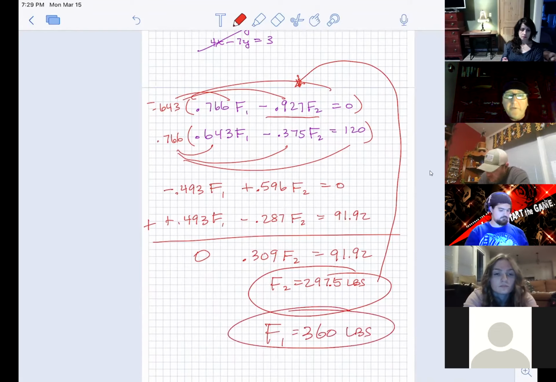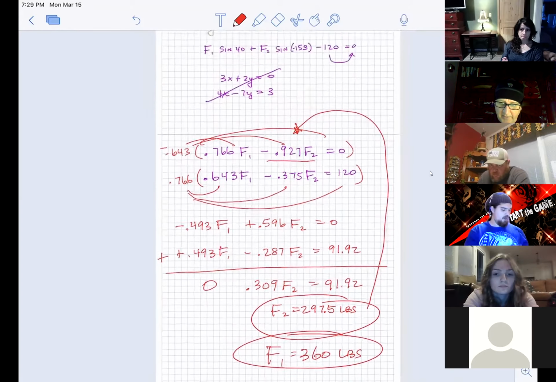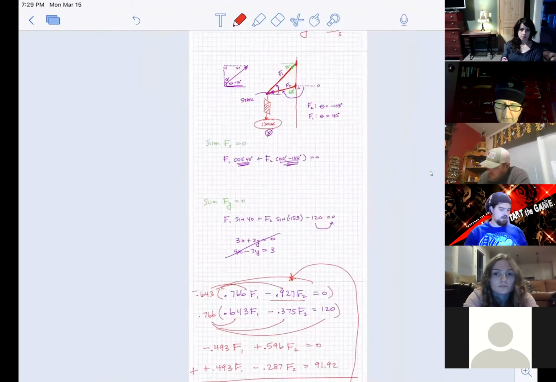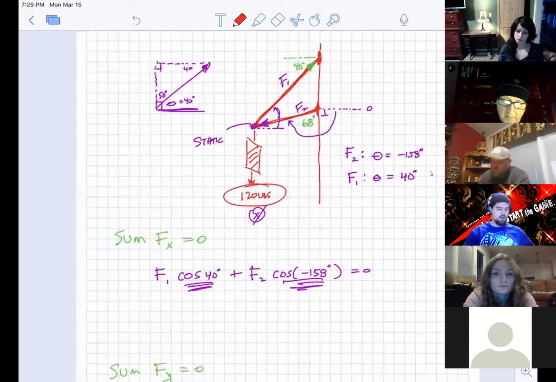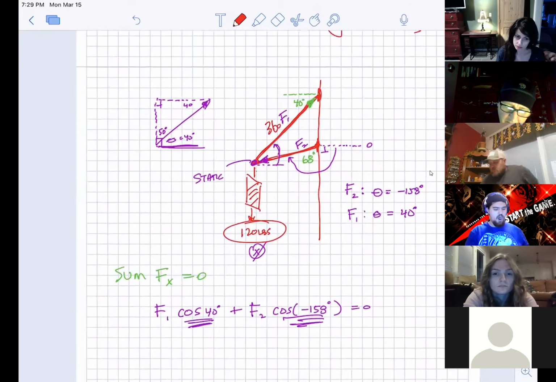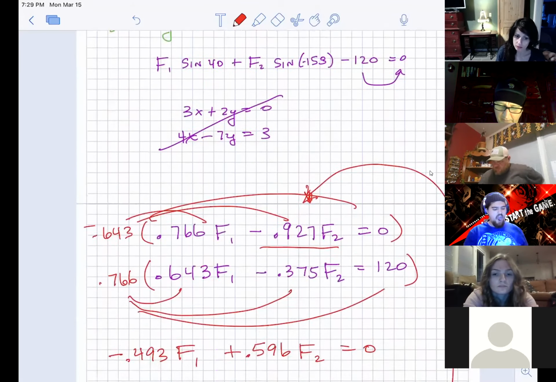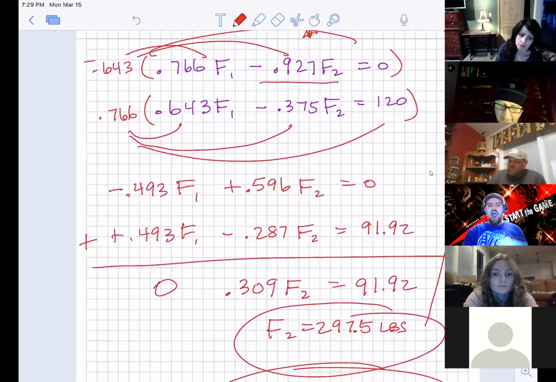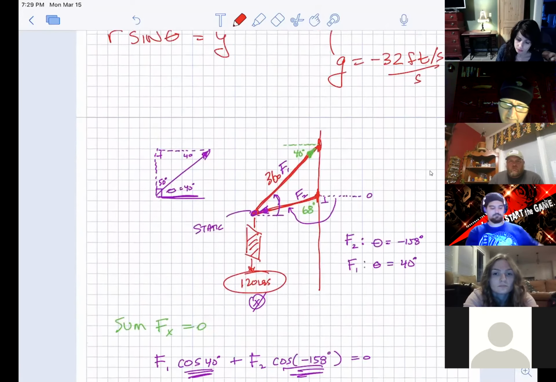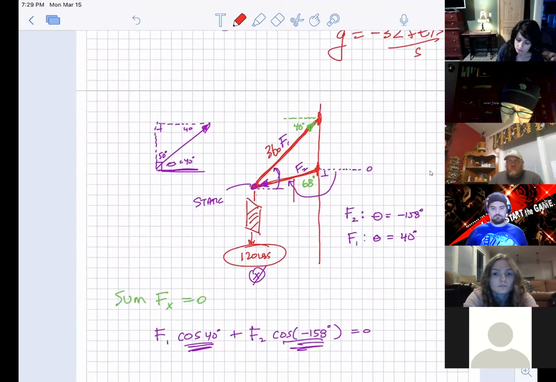Those are the results. Now let's go back and stick those in the picture, and then I gotta shut up. This stuff is so cool, I can't help myself. 360. So that means this has got 360 on it, and that other one has actually got, I'll round it off to 298. This has got 298 on it.